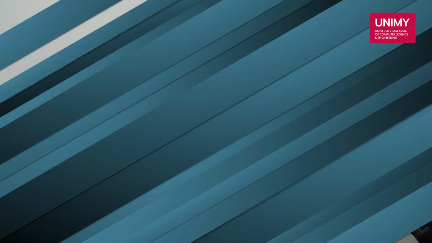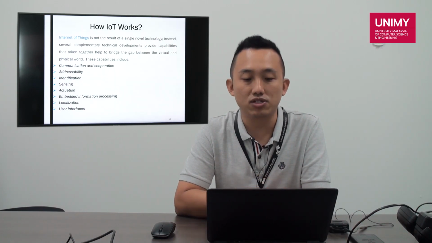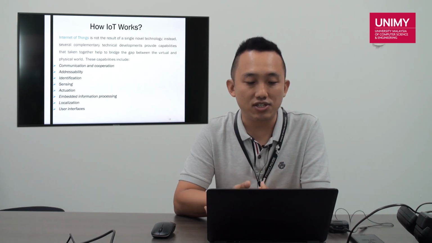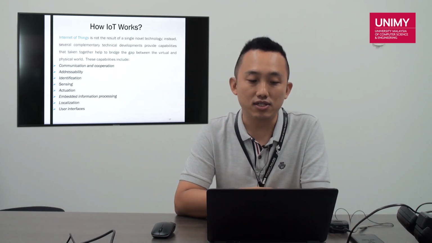IoT is not just the result of a single novel technology, but is complementary. It is a combination of several technologies together, which could include sensing, localization, UI, identification, or any communications protocol.